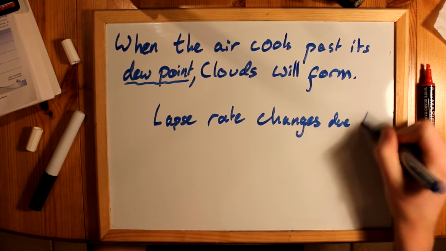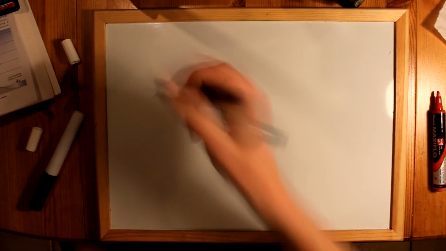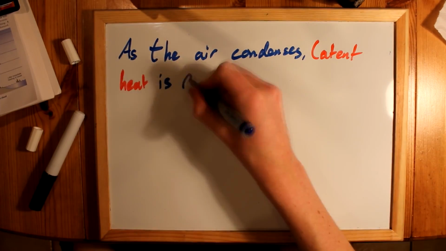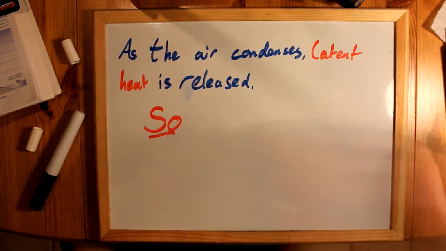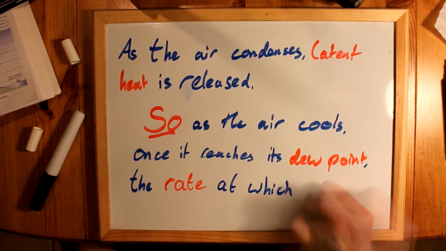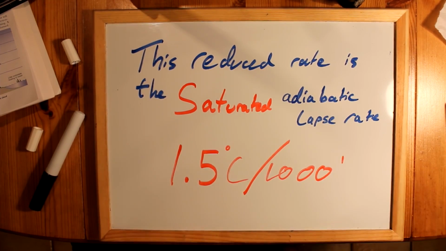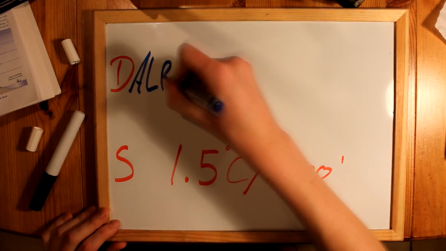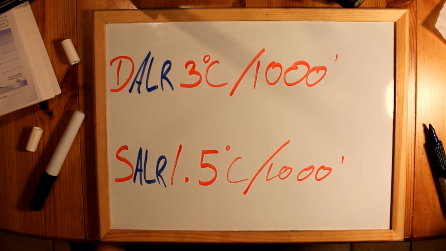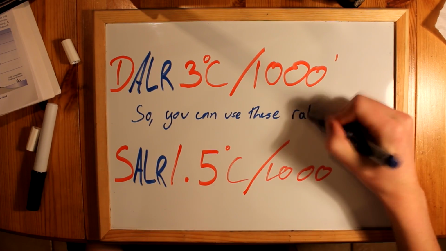As clouds form, the lapse rate changes due to latent heat. As the air condenses, latent heat is released. So, as the air cools, once it reaches its dew point, because of extra heat being released, the rate at which it cools decreases. This reduced rate is the saturated adiabatic lapse rate, the SALR, at 1.5 degrees centigrade per 1,000 feet. Using this information, you can calculate the outside air temperature for a given altitude.